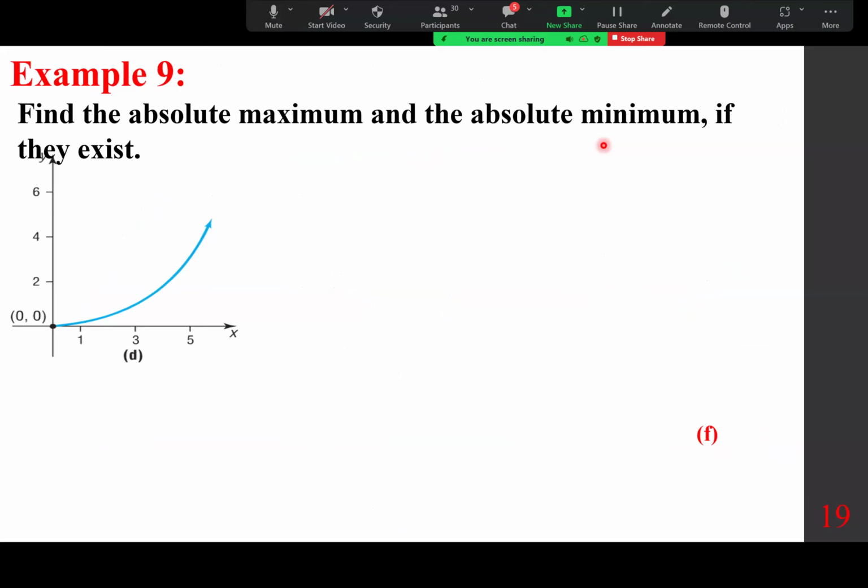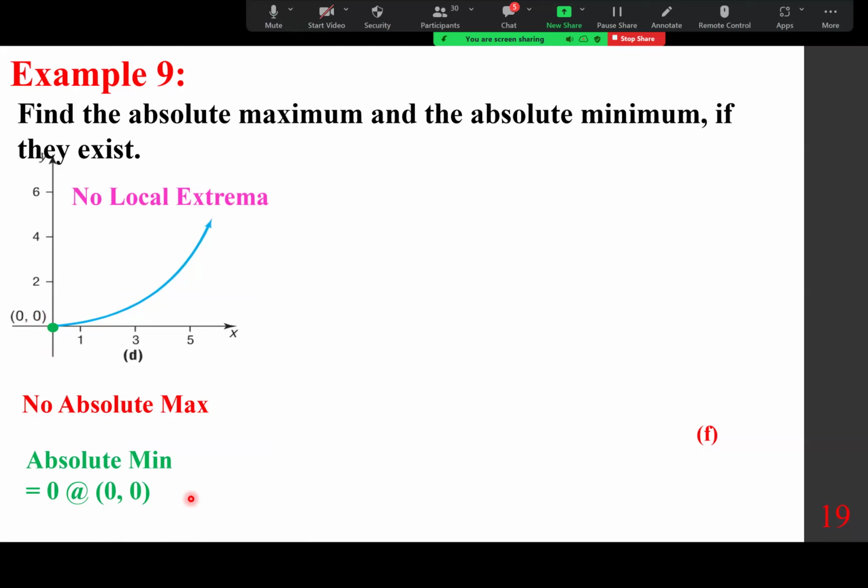All right, we're going to continue to find the absolute max and min if they exist. We don't have local extrema. We don't have an absolute max. We have an absolute min at this point, 0 being the absolute min, so no absolute max. Absolute minimum is equal to 0 at 0, 0. No local extreme.